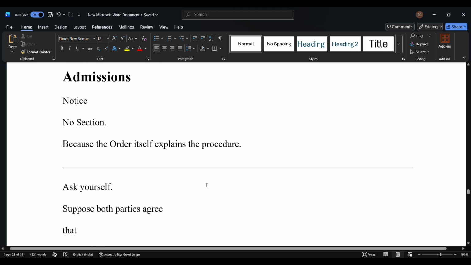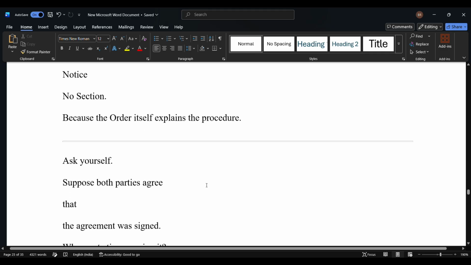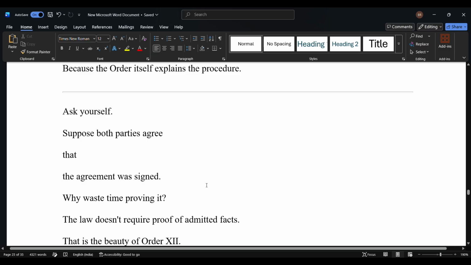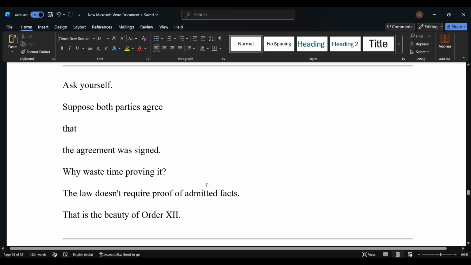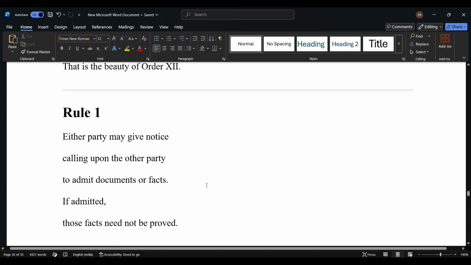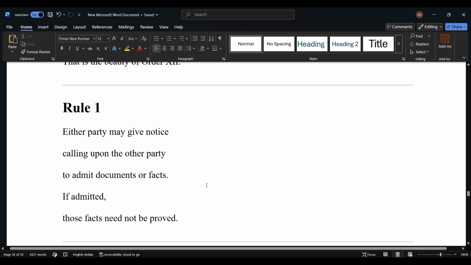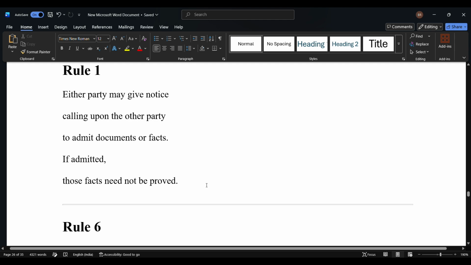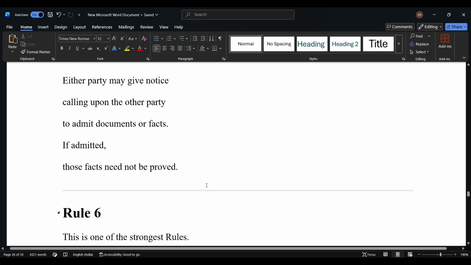Order XII, admissions. Notice, no section. Because the order itself explains the procedure. Ask yourself, suppose both parties agree that the agreement was signed. Why waste time proving it? The law doesn't require proof of admitted facts. That is the beauty of Order 12. Rule 1. Either party may give notice, calling upon the other party to admit documents or facts. If admitted, those facts need not be proved.